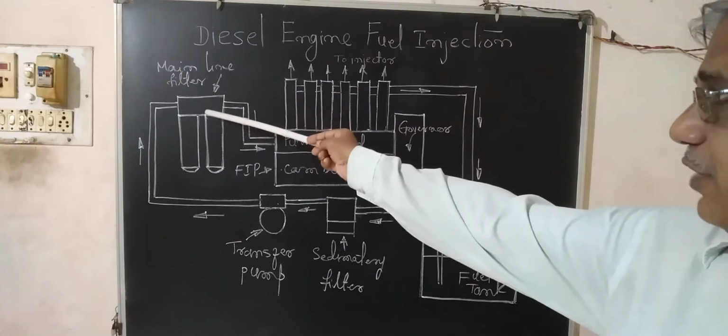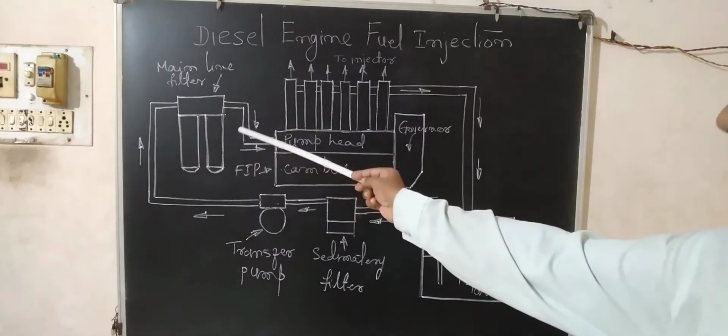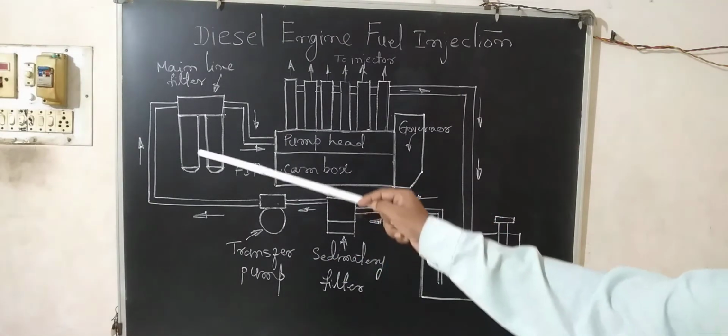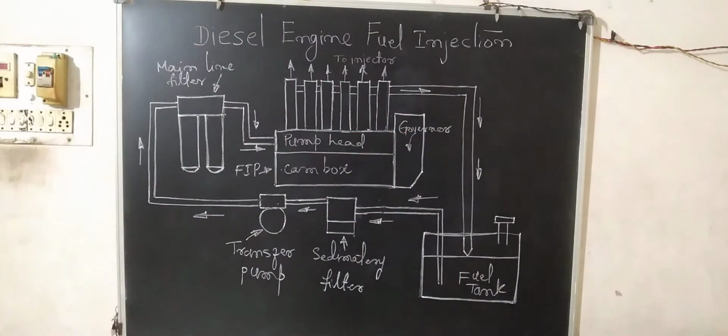The mainline filter has two parts. One is a pre-filter and another one is a micro filter. So again it is filtered, and any porous material, water particles, water droplets, everything is removed from over here.